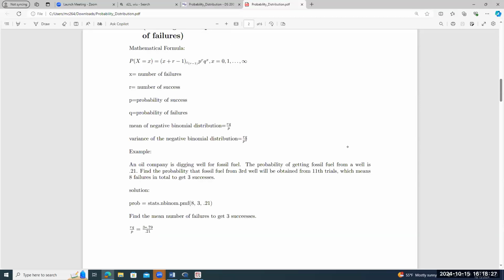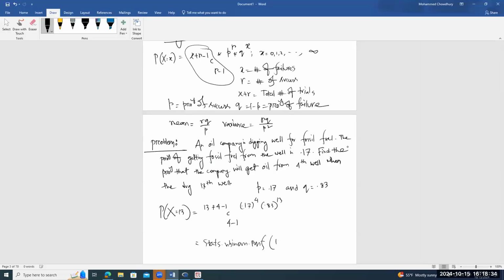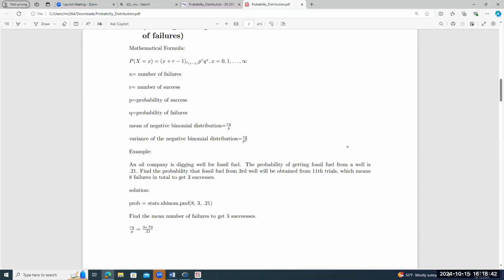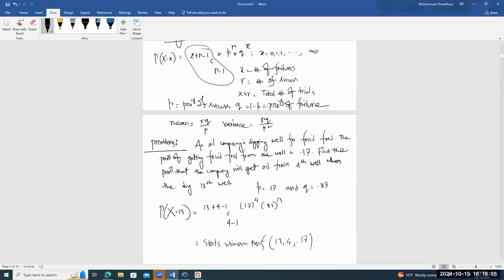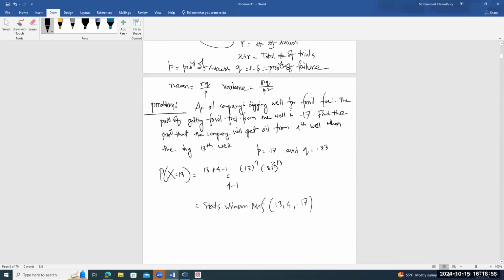What was that problem? 3 successes, and the first failure will come. So I should put here 13, 4, and the probability of success is 0.17. That is the answer. You can write this Python code, okay? I have to save some time, so I am not going to discuss this.